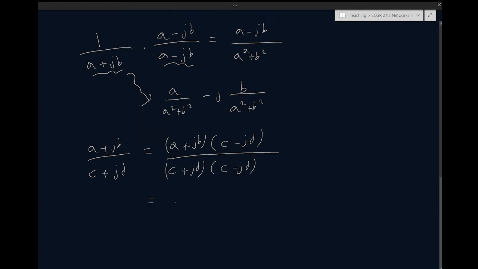So I end up with, this is what? This is c squared plus d squared. The basic property of multiplying a complex number by its conjugate. You should always have it in your mind, okay? And this we can manipulate.